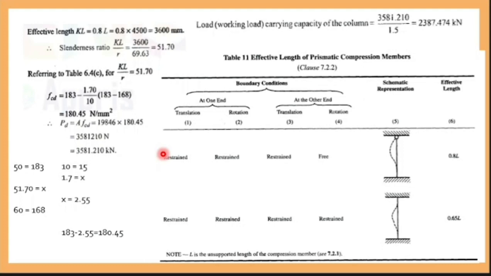Find the load carrying capacity, that is the working load. If you are providing less than 2387 kilonewton, this column will take the load. If it goes beyond this 2387, it buckles. What happens? It will not crush, it buckles, that is, it bends. If your column is bending, will you accept it? In any construction, if there are four columns and 100 people are occupying that place, if it is buckling, will you accept it? Nobody will accept. It should not buckle.